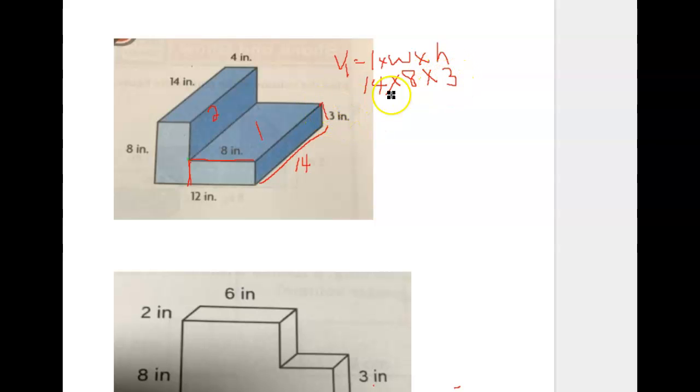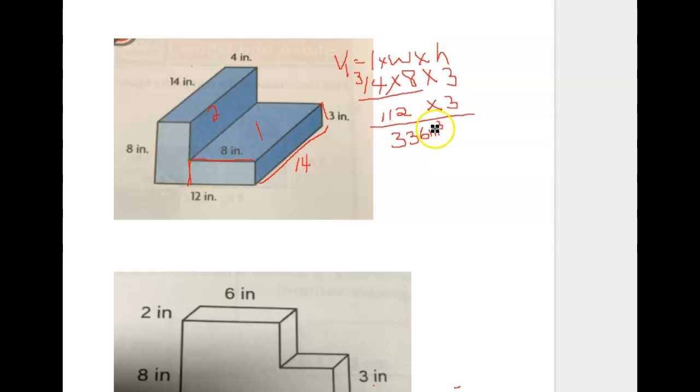So we multiply. 14 times 8 is 112 because 8 times 4 is 32. Carry 3. 8 times 1 is 8 plus 3 is 11. So 112 times 3. Okay. So we have 336. 336 cubic inches. That is the volume of box 1.